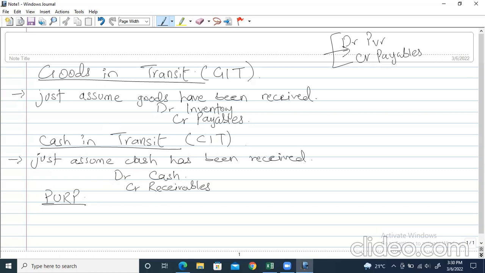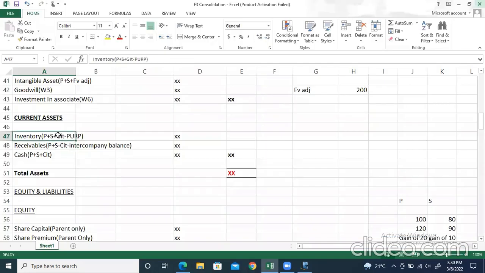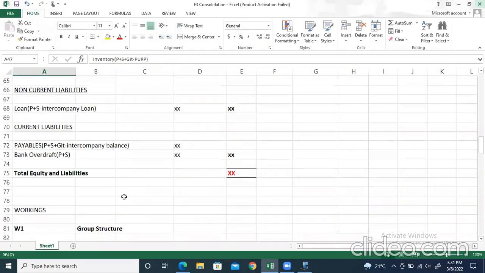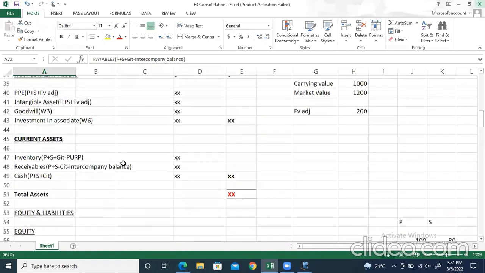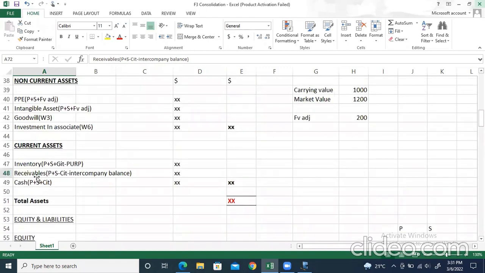If you can recall, this is the same entry we make for credit sales when the payment is done by the customers. Now let me show you both items in the format as well. In GIT, debit inventory, credit payables. Inventory is increasing. You can see that GIT is being added in inventory, and in payables, GIT is also being added. So debit inventory, credit payables. On the other side, with CIT, the cash in transit, you can see the receivables are being reduced because we have received cash.